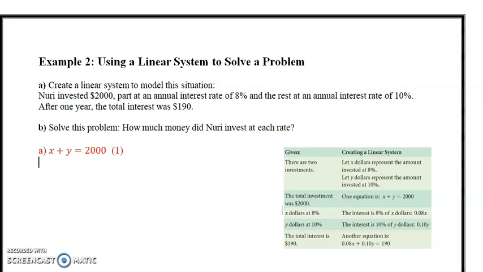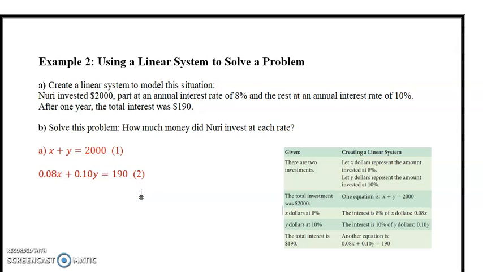So we know that 8% as a decimal is 0.08. And then we multiply that by X, right? 0.08X. And then we know the Y was 10%, so 0.10Y, and that amount will be 190 of interest. And that's equation number 2. So there are your two equations. This equation is your money equation that you invested, and this is the interest earned equation. So there's two equations, obviously.